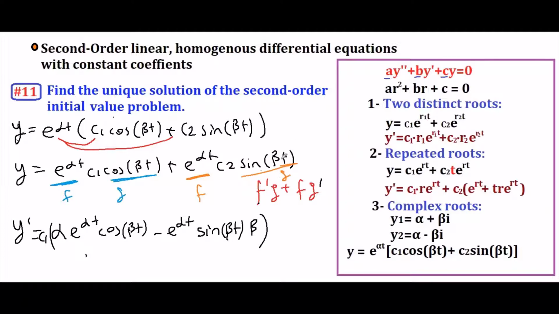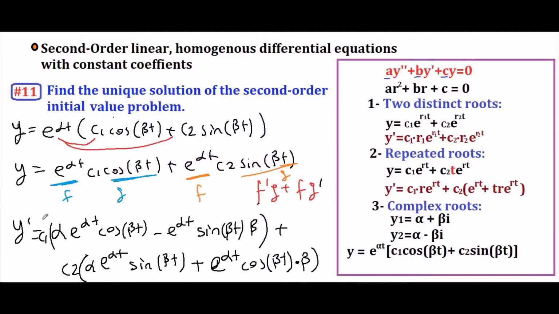Now we're going to take the derivative of the orange part. Plus f prime times g. F prime is e to the alpha t times alpha, and g is sine of beta t, and c2 is a constant, so we can pull it in front, plus f times g prime. Our f is e to the alpha t, and our g prime is the derivative of sine of beta t, which is cosine of beta t, times the inside function's derivative, which is beta.